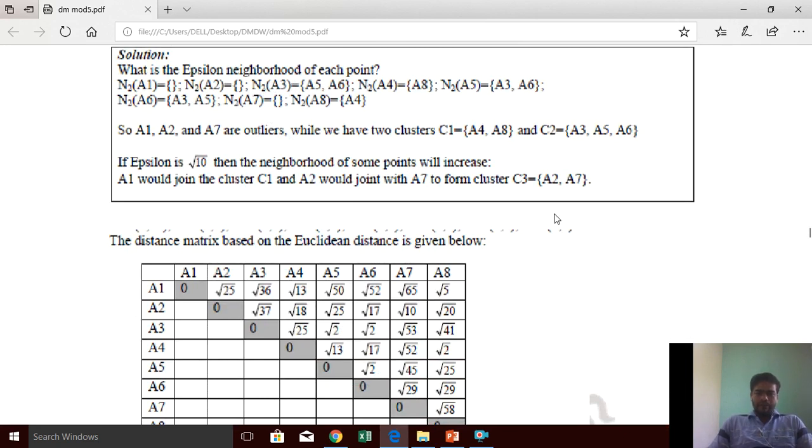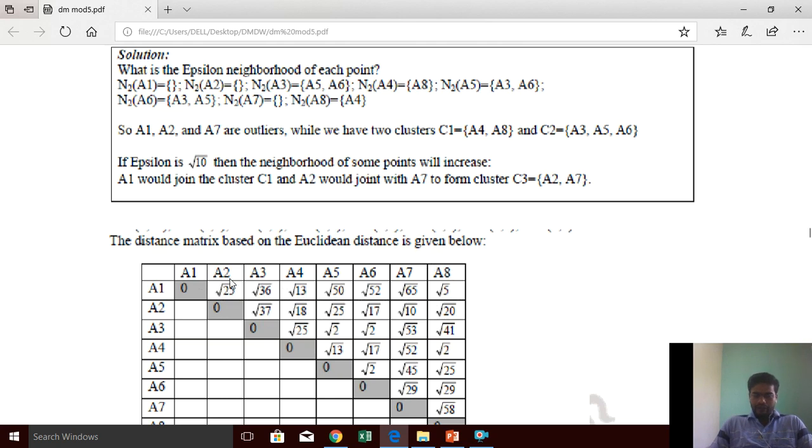For each point, what I need to find out is whether there are any points within the radius of 2. Take the A1 point. Here we have A1, A2, A3, A4, A5, A6, A7 and A8, and this is the distance matrix. A1 to A2 is root 25, A1 to A3 is root 36, A1 to A4 is root 13, A1 to A5 is root 50. All these are greater than the value of 2. So A1 will not have any points in its neighborhood.